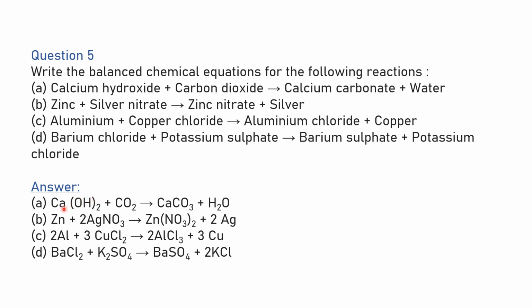When we exchange the valency, we should avoid sign, right? So 1 will go to Ca. We don't write 1, by default it is 1. And what is the valency of calcium? It is 2 plus. That 2 will go to OH, right? So OH will get 2 and calcium will get 1. So we are getting calcium hydroxide.